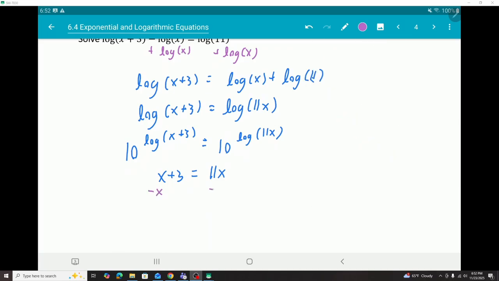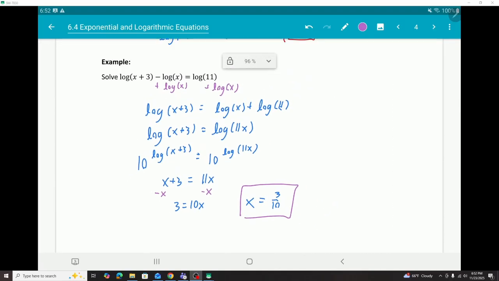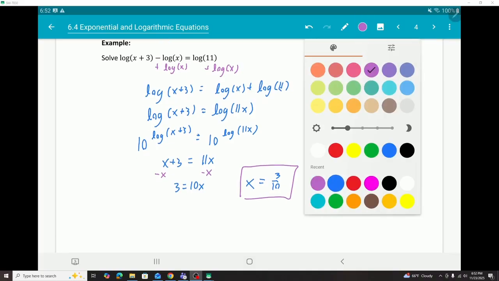Subtract x from both sides. 3 is equal to 10x. So then x is equal to 3/10 or 0.3. So once again, I go ahead and I plug in, I try, and I see if this works.